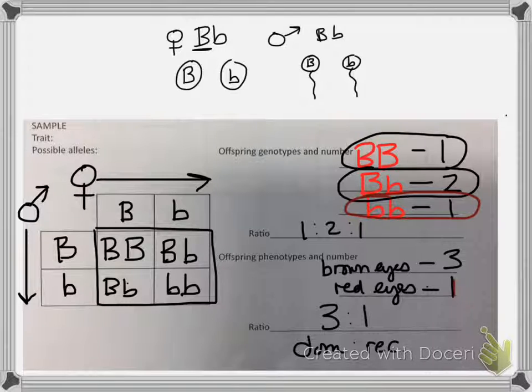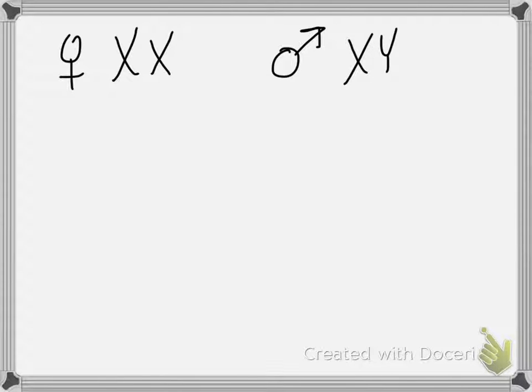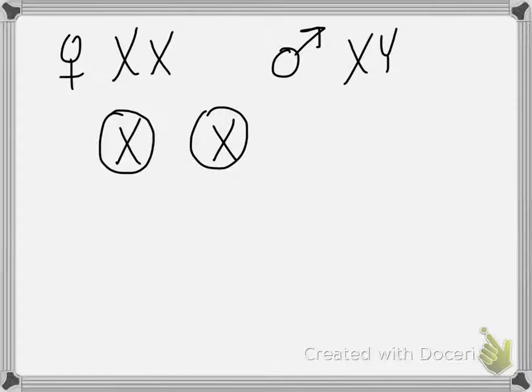So let's do one for inheritance of biological sex. So we've got mama, who's biologically XX. We've got papa, who's biologically XY. What's every single one of her eggs going to contain from a sex chromosome perspective? X. She has nothing else to contribute. All her eggs are X.